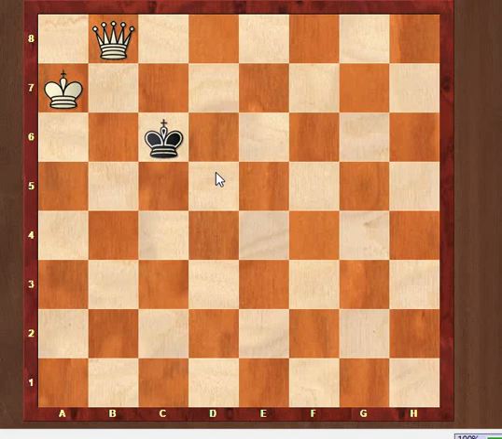Alright students, I hope you understood the principle of the key square. It's now time to go into practice mode. We're going to practice it a million times in order to get it.